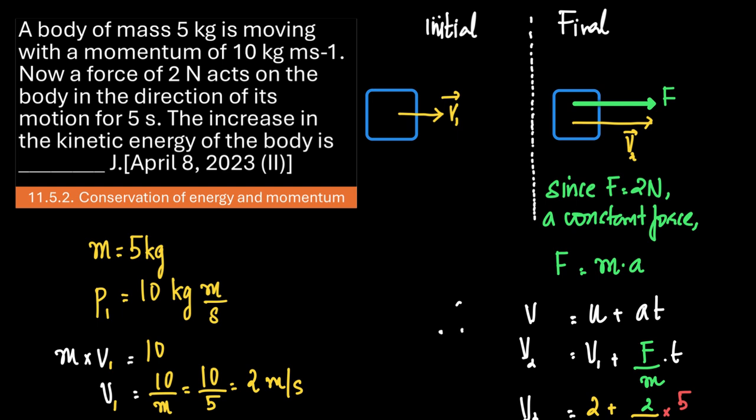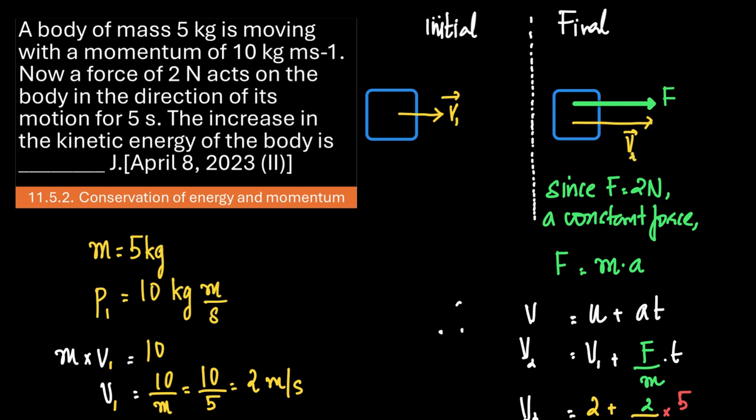A body of mass 5 kg is moving with a momentum of 10 kg meter per second. A force of 2 Newton acts on the body in the direction of its motion for 5 seconds. The increase in the kinetic energy of the body is. So we have two conditions, initial and final. V1 representing the velocity vector and therefore the direction of motion. And there is another force acting on it, right? So as we know, if a body moving with some velocity vector v1 is acted on by a force, the velocity would experience a change and v1 vector would become v2 vector.